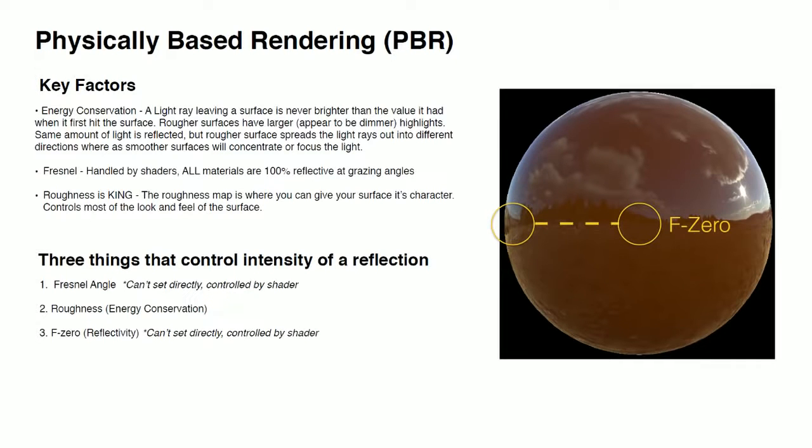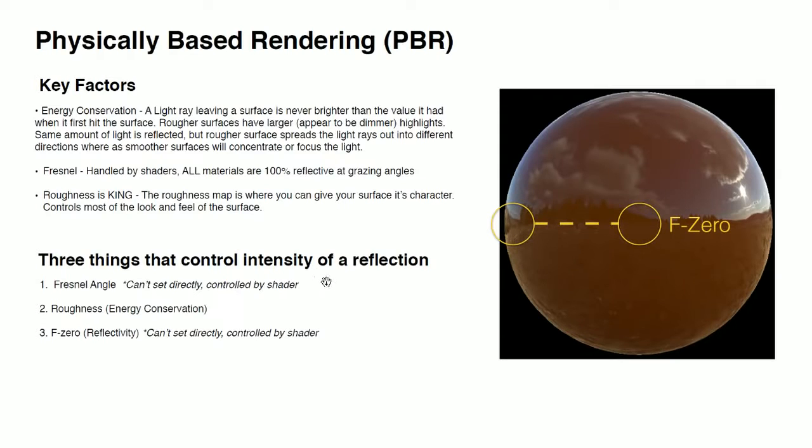So our roughness map is king. The roughness map is where you're going to give your surface all of its character. This is where you, as the artist, have the most control over the look and feel of your surface. So roughness is basically everything in PBR. And as you'll see, it actually makes things a bit easier here.